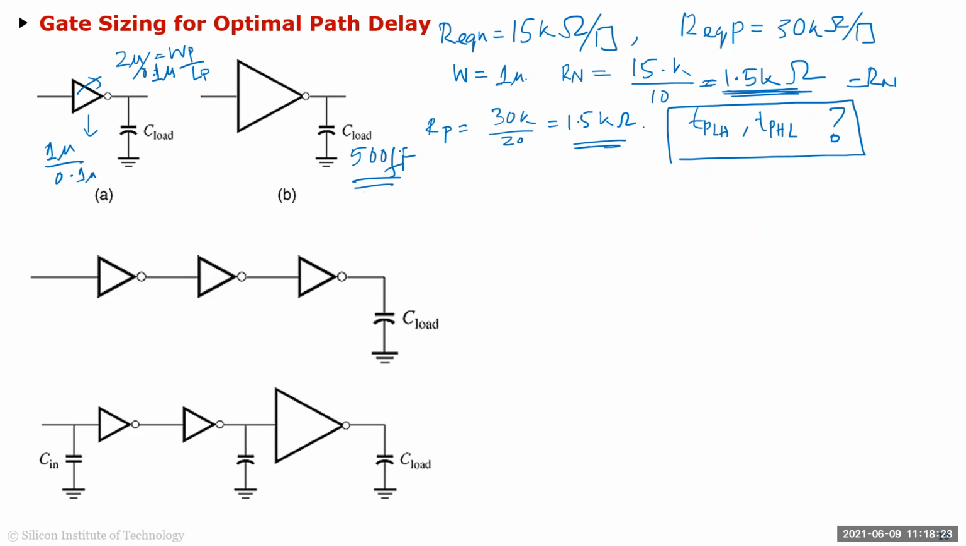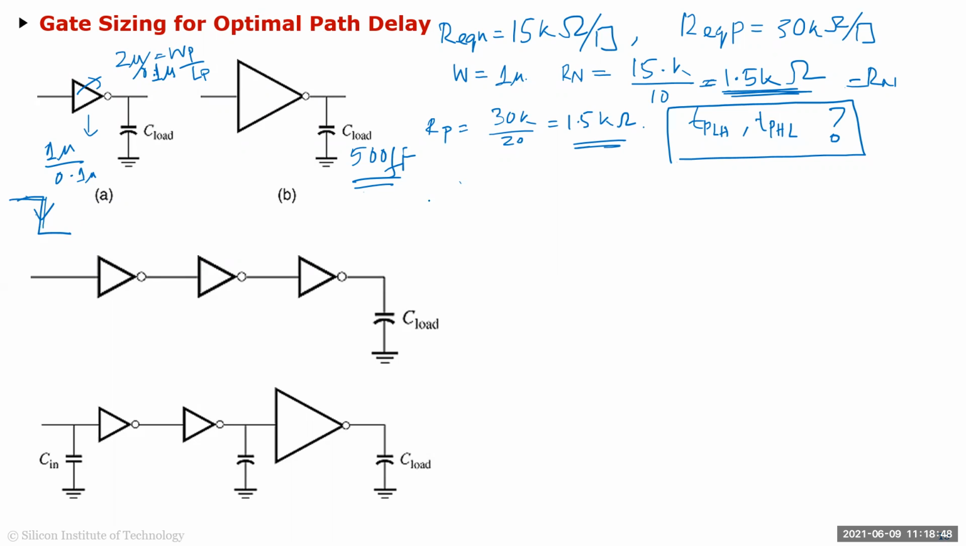So remember, TPLH is, you're assuming you give an input high to low infinitely fast, let's say. Sorry, TPLH is low to high. So you give an input really low to high.